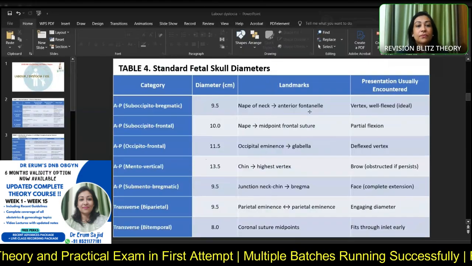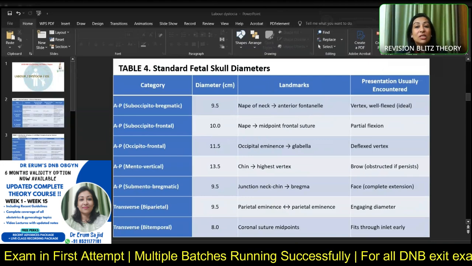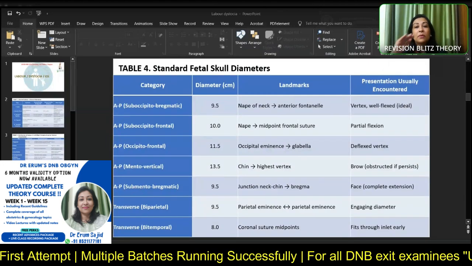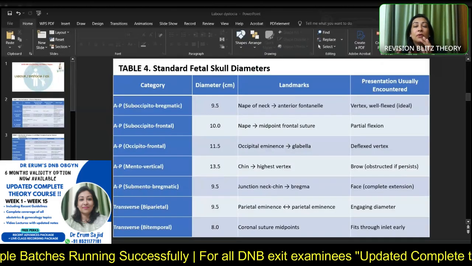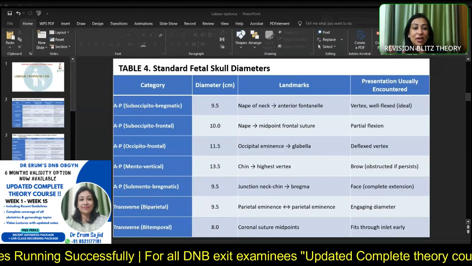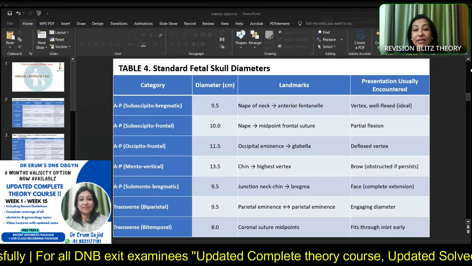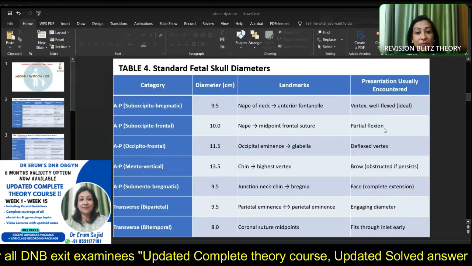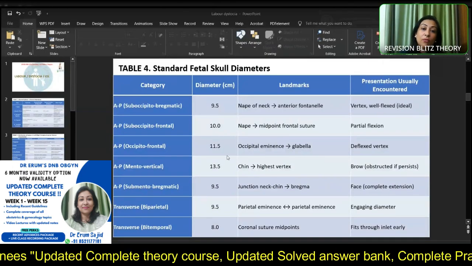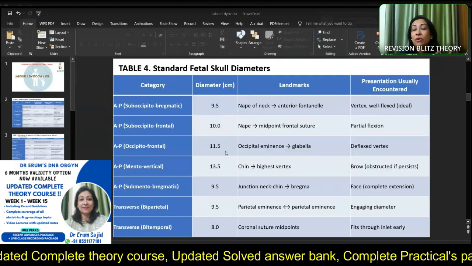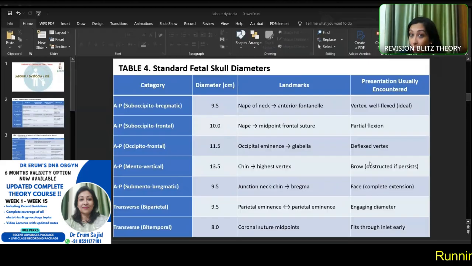Correct? Moving on. Then what about the fetal skull diameters? So you know what is a suboccipito-bregmatic position? Suboccipito-bregmatic means complete flexion. Suboccipito-frontal means slight deflexion. And occipito-frontal means a completely deflexed head. Well flexed, partial flexion, deflexed head. So 9.5, 10, and 11.5. Or you can remember 9.5, 10.5, 11.5. That is also fine.